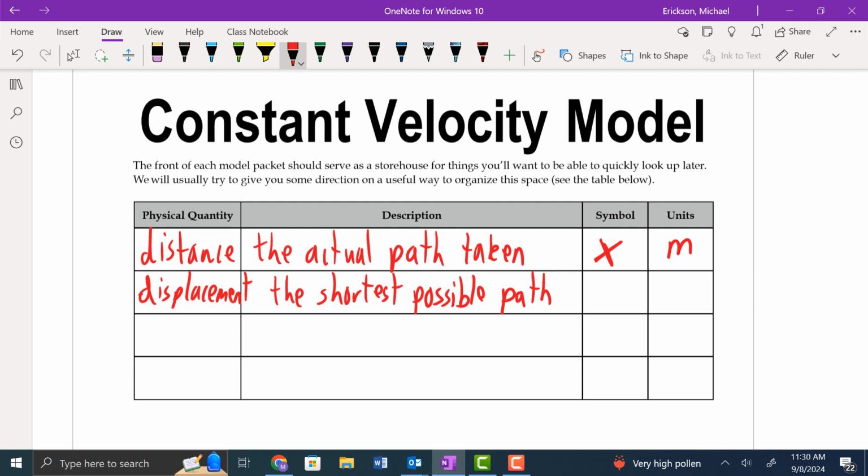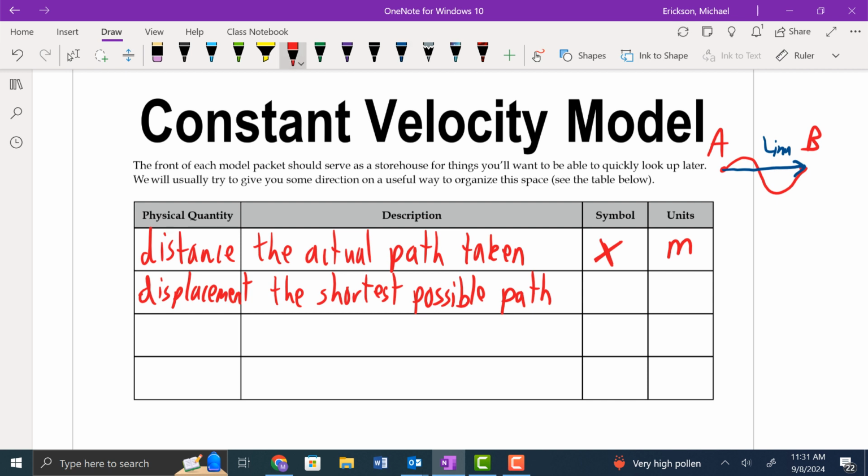So distance is what you actually do. Displacement would be the shortest possible path. If I think about 2 points in the world, A and B, maybe I go up and then down and around, and from A to B, that's my distance. My displacement would be the shortest possible path, which between 2 points would just be a line, right? So it's going to be this straight line from A to B.